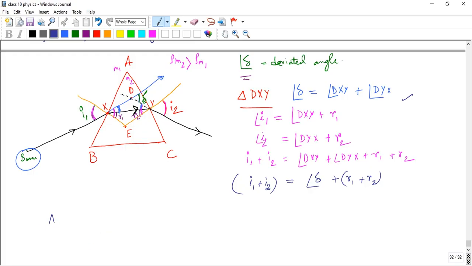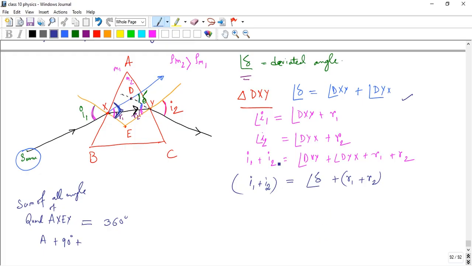Now you see that AXEY is a quadrilateral. We know that the sum of all angles of quadrilateral AXEY is equal to 360 degrees. So the sum of all angles means angle A plus angle X, and that normal means 90 degrees, so angle X is 90 degrees, plus angle E. What is the value of angle E?